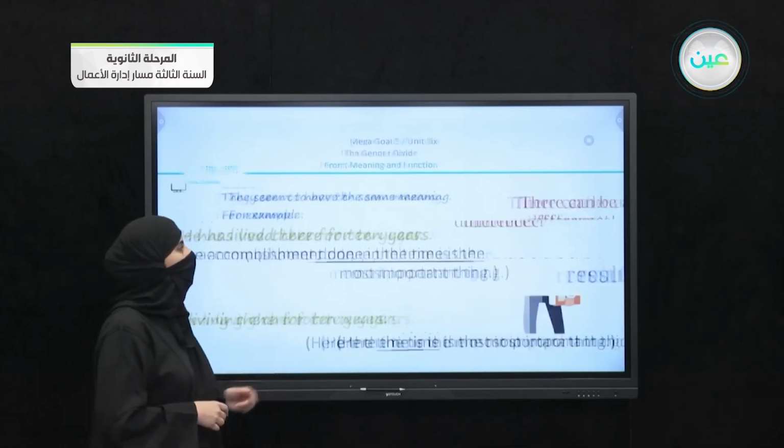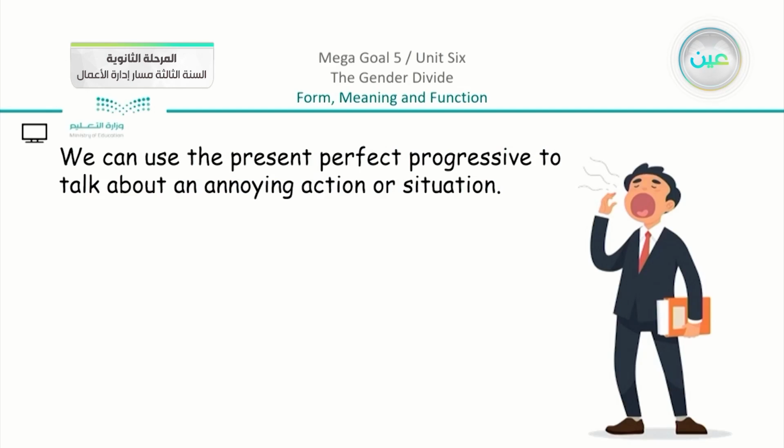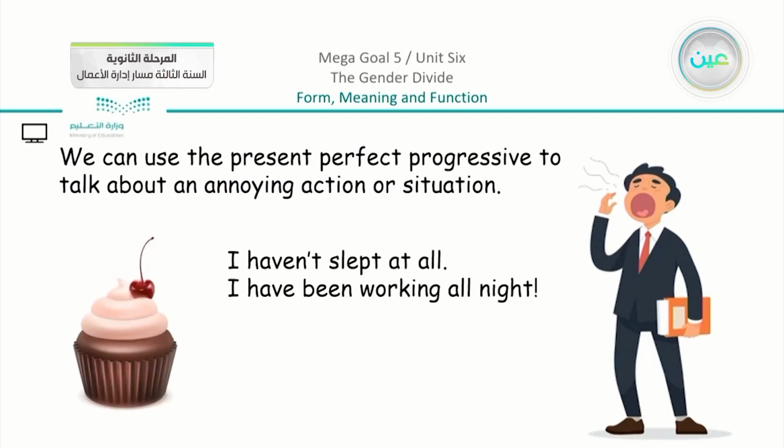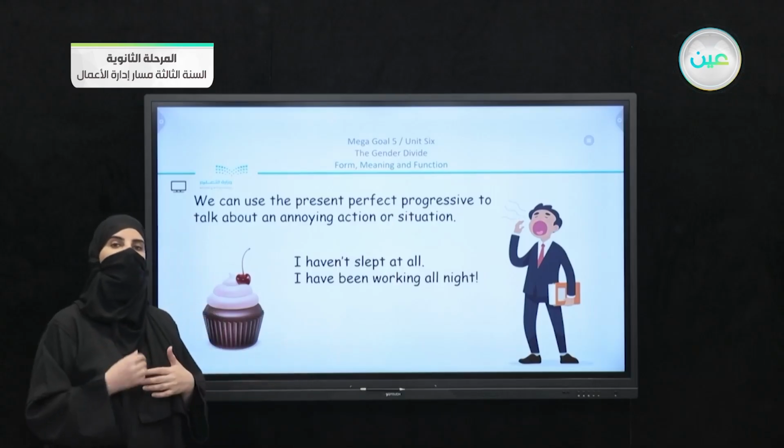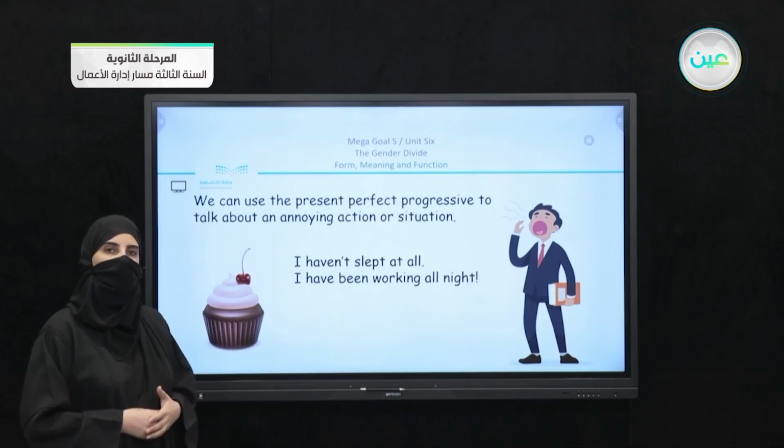Now moving on, we can use the present perfect progressive to talk about an annoying action or situation. Now, for example, I can say, I haven't slept at all. I have been working all night. You can see at the first sentence, I haven't slept at all. We have haven't slept, which is the present perfect simple, meaning that I am talking about my action. But in the other sentence, I have been working all night. I am focusing on the duration or the time of the action.